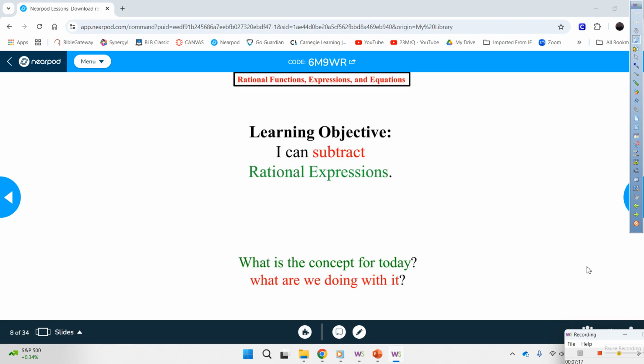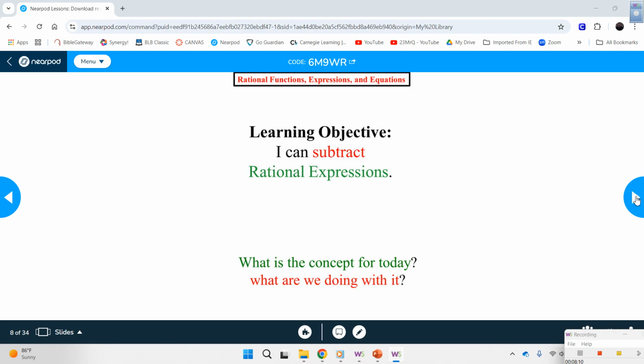All right, looks like Mario's got it. Very good, Mario. Yeah, but he's got it. Edwin, rational expressions are polynomials. Where? In fractions, yes. All right, thank you.